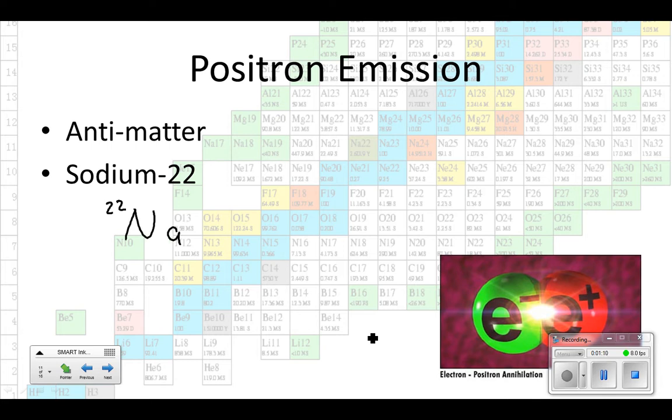Sodium-22, and sodium is element number 11. And it's going to undergo the positron emission. So it's going to give us an electron. We'll put a plus sign on it because remember, it's a positron. It is +1 down here, and it's 0 up there.